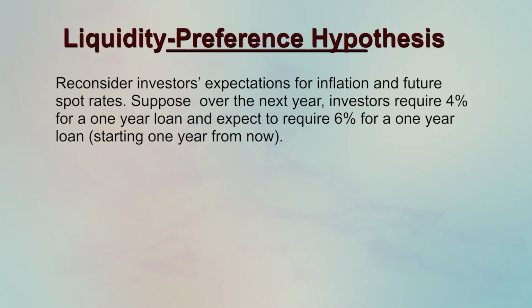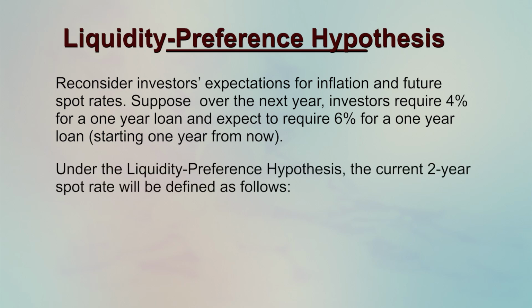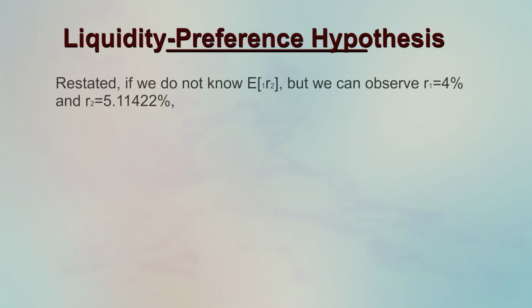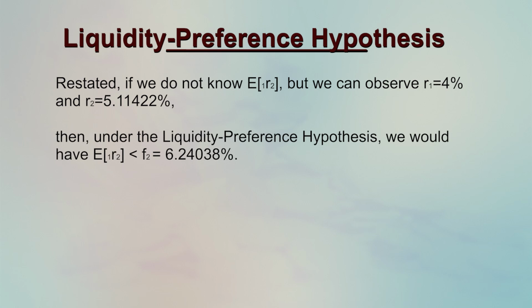So based on this, we can see the relation between inflation and the future spot rate. Suppose over the next year, investors require 4% for a 1-year loan. That is the loan which is raised in the last year and will be repaid in the future, and they are expecting 6% for a 1-year loan from now, that is, in the next year. So whenever we go for the liquidity preference hypothesis, by using the same formula, we come up with R2 as 5.11%. That means this is also considered to be near to the expected inflation, which is 6%.